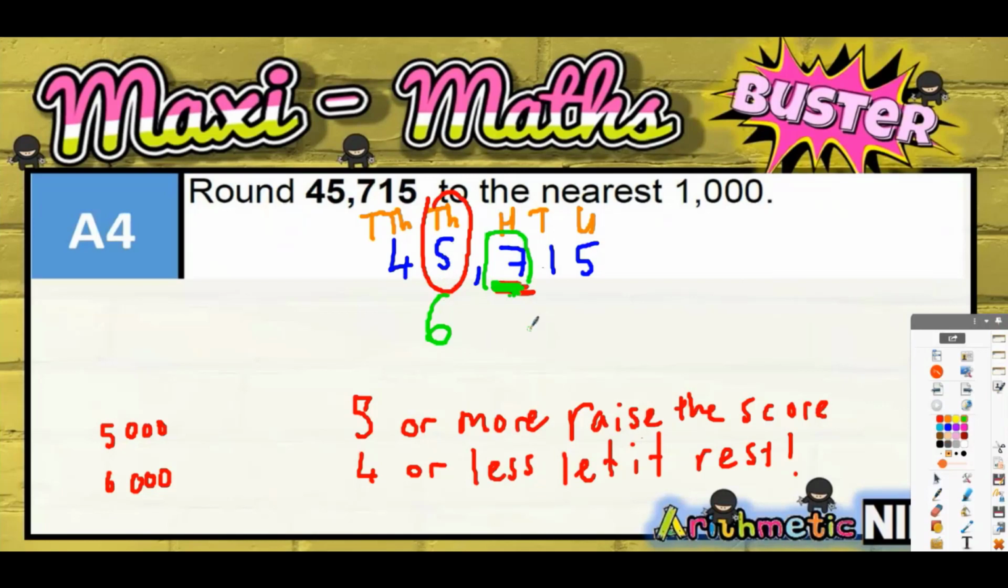Any digits after that change to zeros. So the 7 changes to 0, the 1 changes to 0, the 5 changes to a 0, so that makes it 6,000 because 5,715 is close to 6,000. But you can't just leave it as 6,000. The digit in front, this 4, you've got to just put it back in. So instead, the answer is not 6,000, it is 46,000.